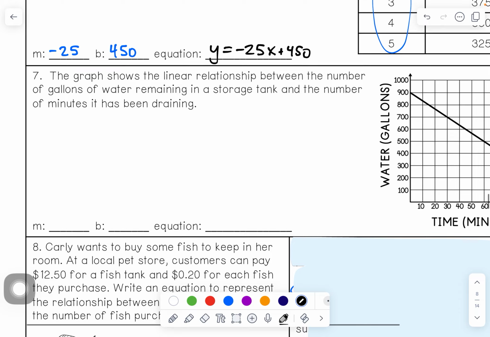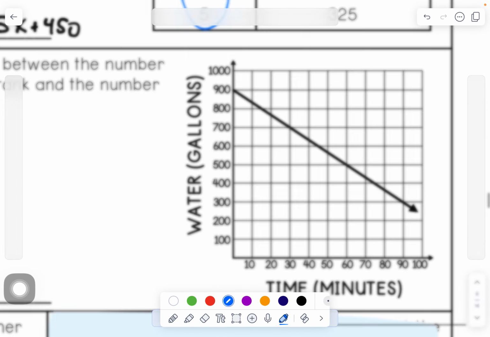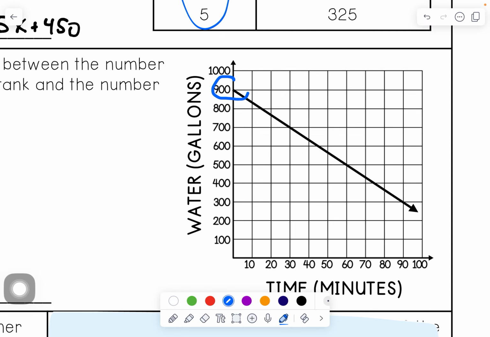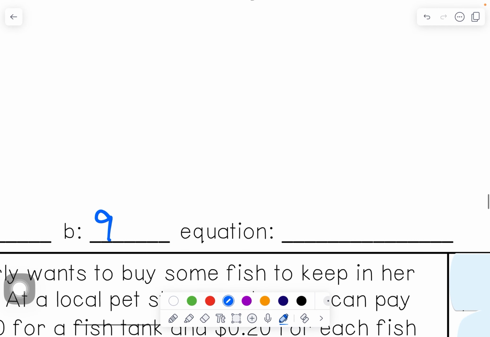What if we have a graph? We can still do all the same things, right? The easiest one is observing the y-intercept. I can just look at the graph and find it. Right there it is. It's where the line touches the y-axis. That's my b value. Anytime we have a graph, it's a little bit easier here. So the b value is 900.